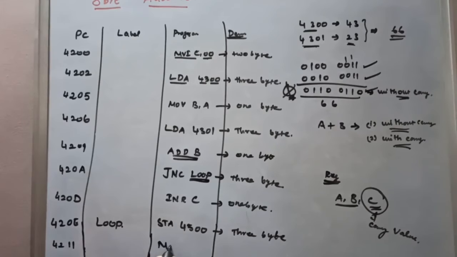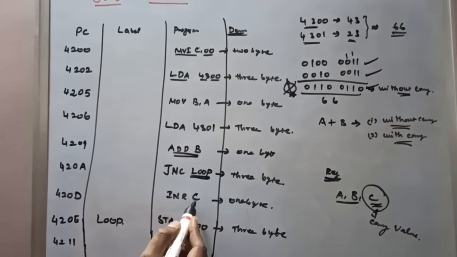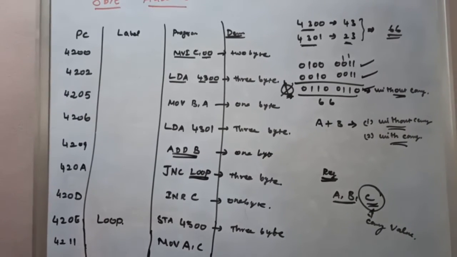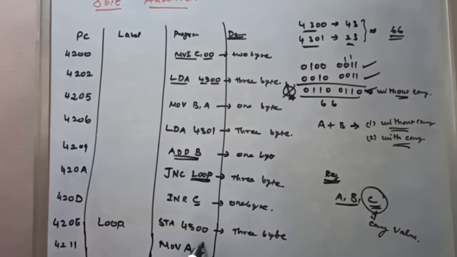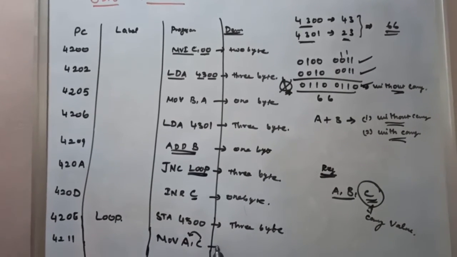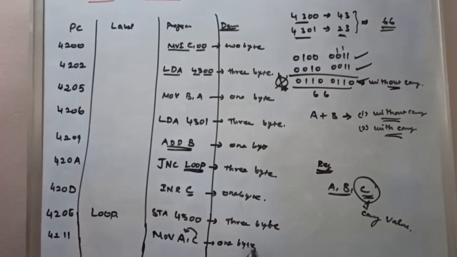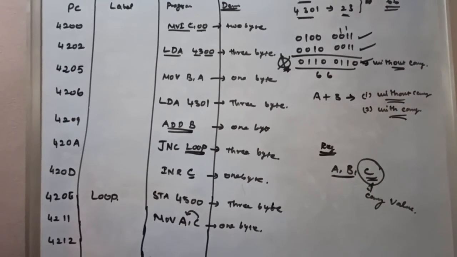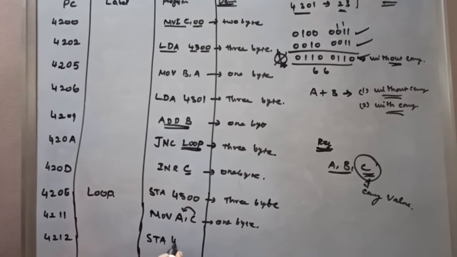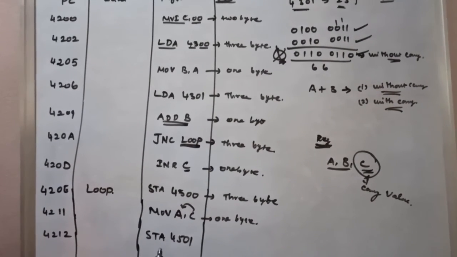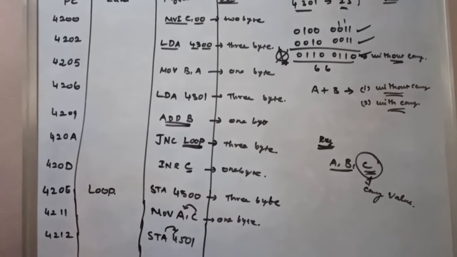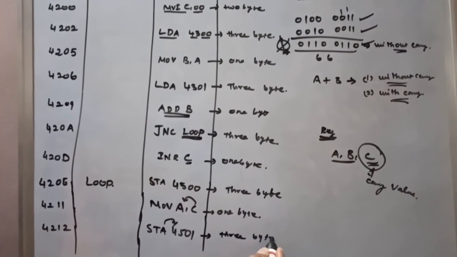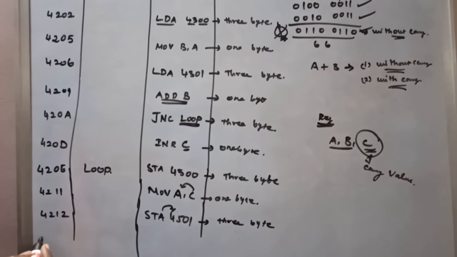Here you are just transferring the carry from the C register to the A register. MOV A, C. Whatever value is present in the C register, that value is transferred to the accumulator. It's a 1 byte instruction. You need one memory location to hold the instruction. Next one, STA 4501. The carry value is stored to another memory location, 4501. It's a 3 byte instruction. You need 3 memory locations.